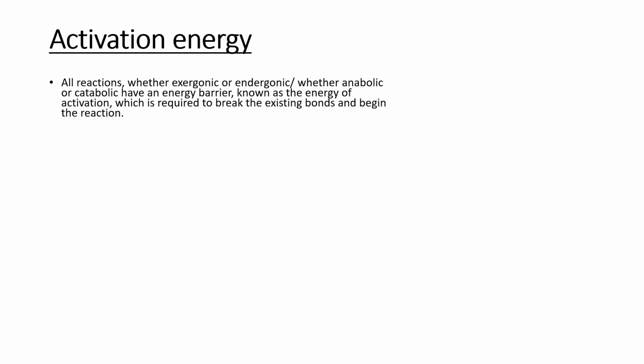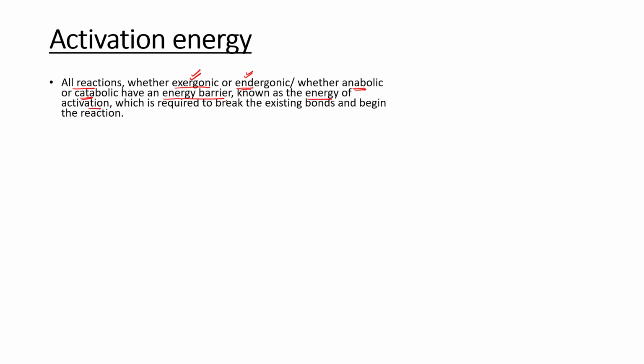In this video, we are going to study activation energy and we will see how enzymes reduce the activation energy. So first, let us understand what activation energy is. See, all the reactions, whether they are exergonic, meaning energy is released, or endergonic, they use energy. Whether they are anabolic, meaning polymerization is going on, or catabolic, meaning breakdown of the complex into simple is going on, whatever type of reaction this is, they have one energy barrier which they have to cross, and that is known as activation energy.